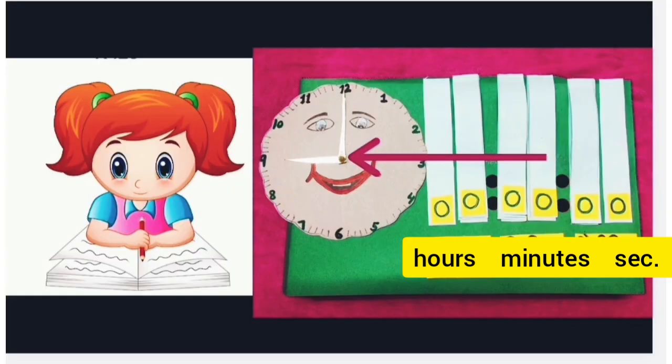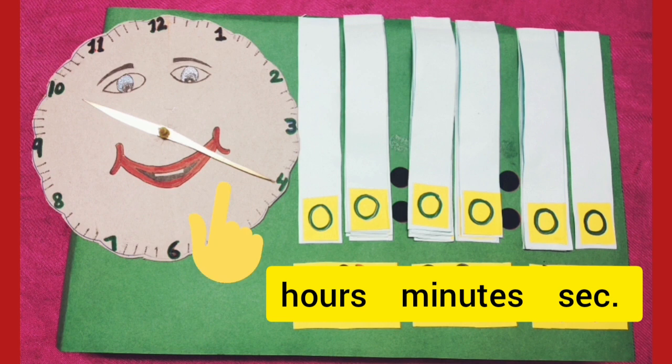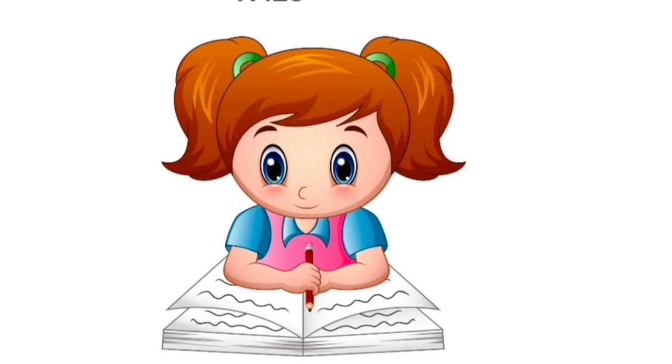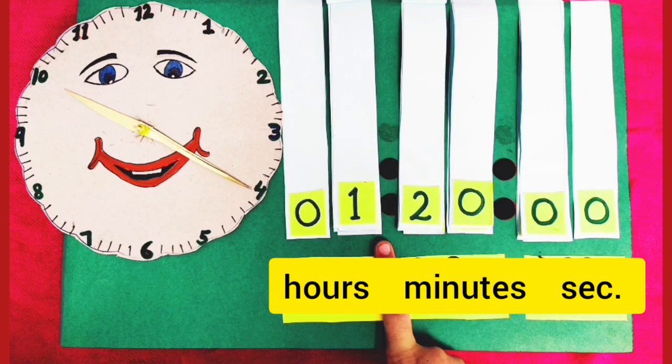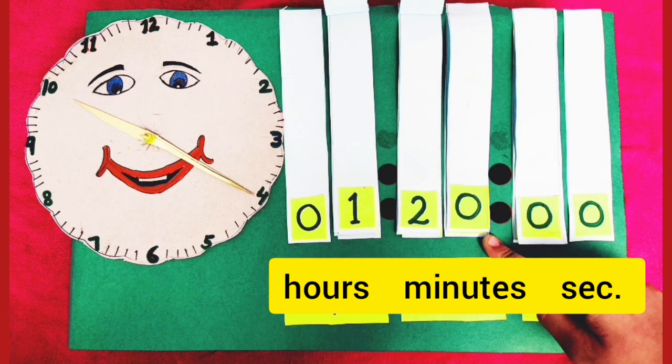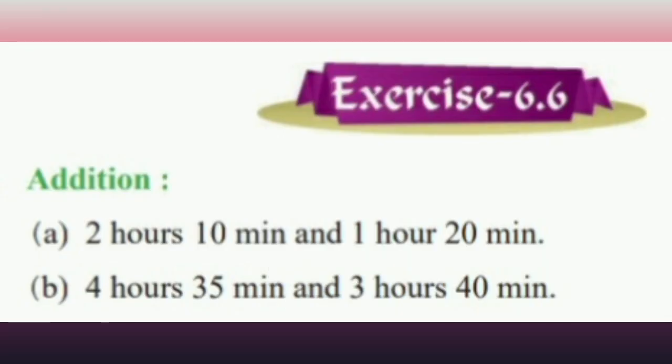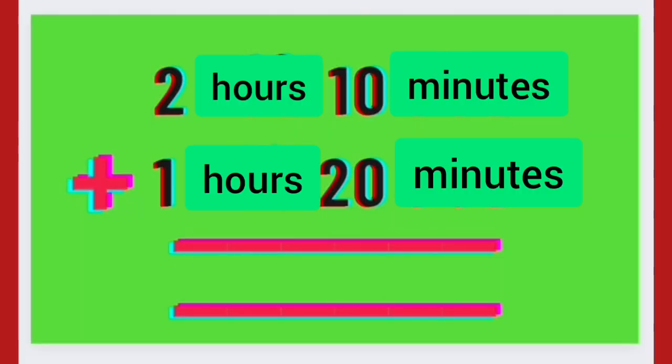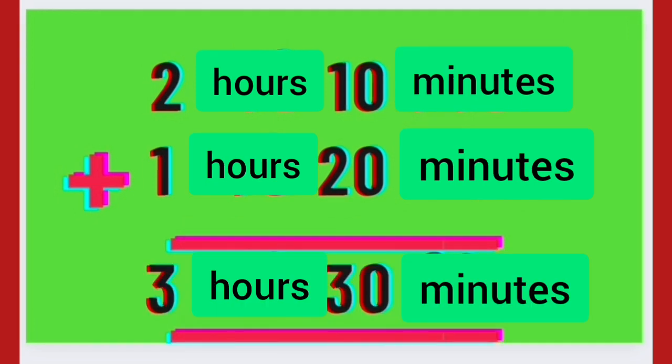After doing all this, she started studying at 9 o'clock. How long did she study? How many hours and minutes did she spend studying? Yes, she spent 1 hour and 20 minutes studying. From exercise 6.6, question number 1, in part A, we will write down hours and minutes in separate columns: 2 hours 10 minutes and 1 hour 20 minutes. We will add minutes to minutes and hours to hours. The answer is 3 hours 30 minutes.